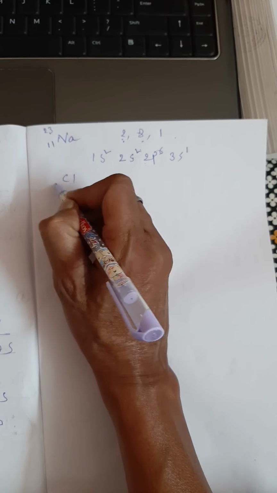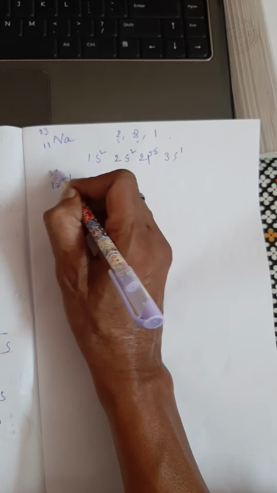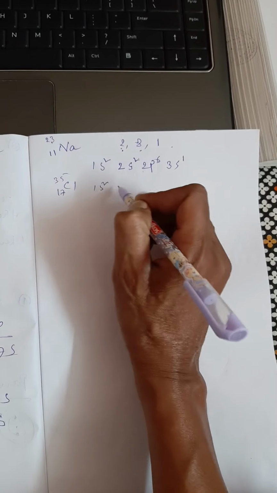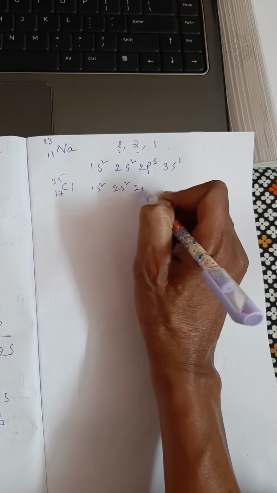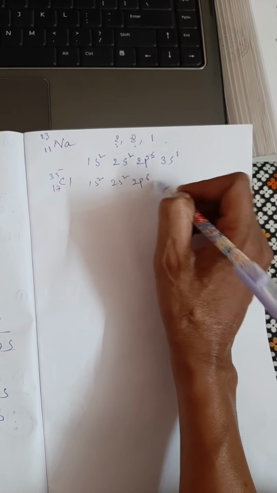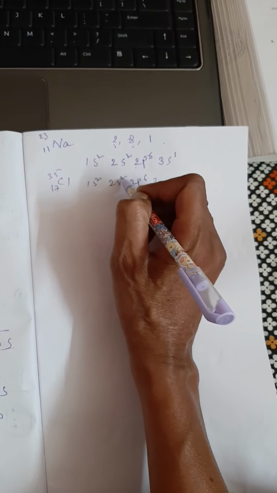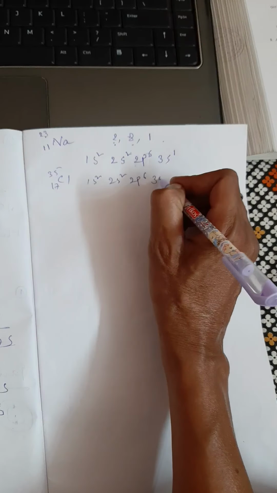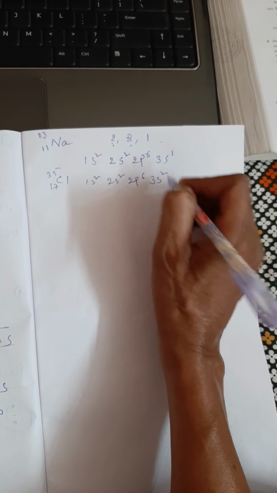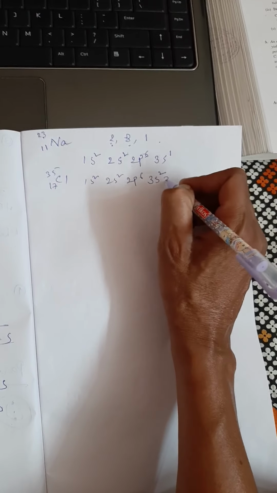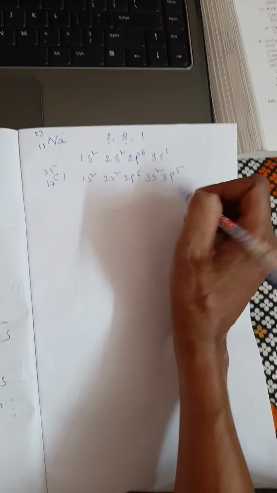Now, chlorine 17. 1s2, 2s2, 2p6. Then 3s. How many electrons are there? 2, 4, 10. 3s2. Then 3p5. Okay. Now I am giving a big one.